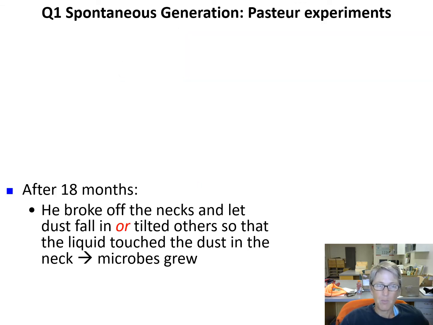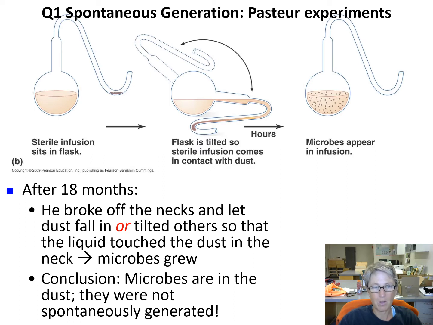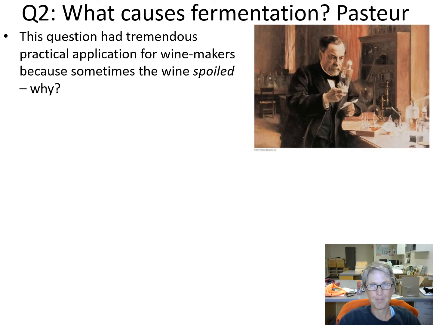But then, this is kind of cool, this next slide. After 18 months, he broke off the necks and let that dust that was in the part of the swan neck fall in, or he tilted others so that the liquid touched the dust, and then the microbes grew. So that's pretty cool. The microbes are in the dust. They were not spontaneously generated. So after 18 months, here's the cartoon that goes along with that. So the flask, now the infusion that can feed microbes, gets up here to where the microbes are. And then the microbes now have something to eat, so they can start growing, reproducing, and microbes appear in the infusion. Spontaneous generation disproved.